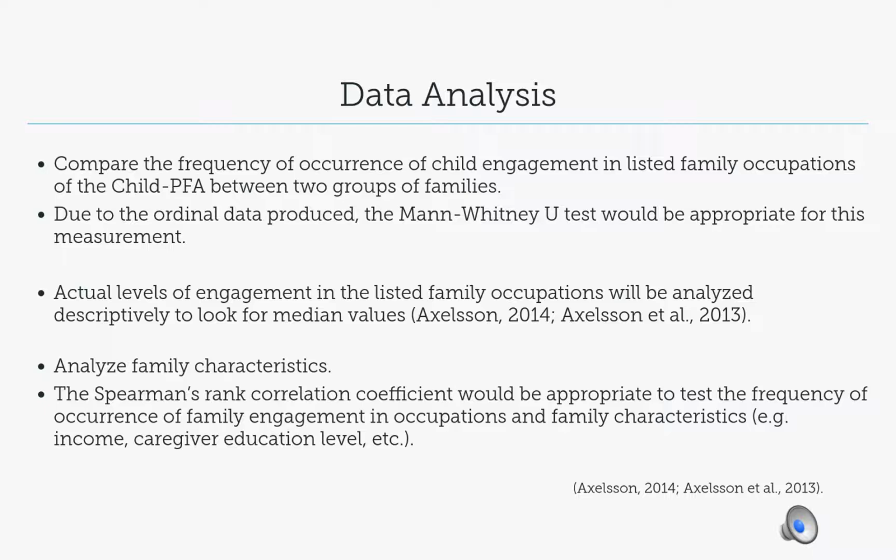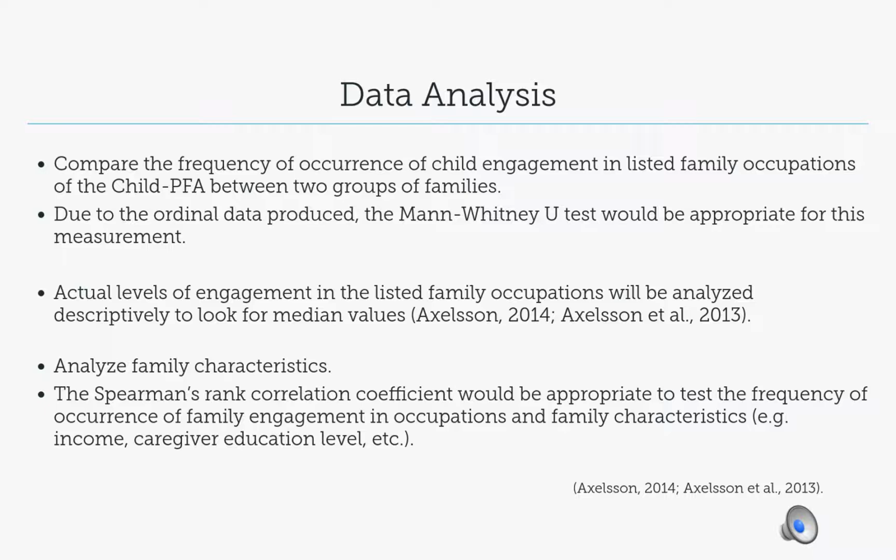Data analysis will be quantitative using non-parametric methods and will be performed using Predictive Analytics Software Statistics 18. This is SPSS. Due to the ordinal data produced by the Child PFA questionnaire, the Mann-Whitney U-test would be appropriate when comparing the frequency of occurrence of child engagement in listed family occupations of the Child PFA between the two groups of families. Also, actual levels of engagement in the listed family occupations will be analyzed descriptively to look for median values. When looking for associations between these aspects, a difference of greater than one step will be noted.